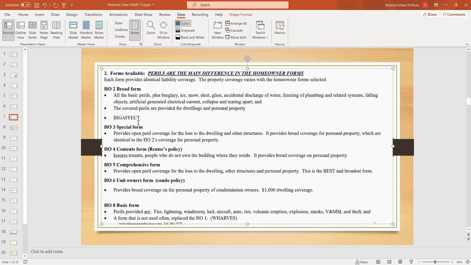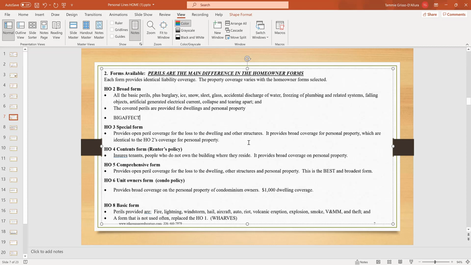And again, when it came to the basic and broad form, these are for your dwelling, your coverage A, your coverage B, other structures, and your coverage C, personal property. Now, your HO3 is called a special form, and what they do is they split it out. So it's open peril coverage for the loss to dwelling and other structures, meaning everything's covered that's not excluded. I'm going to use a wild example here. Let's say that a deer runs through your house and tears up your wall and your flooring. And then it jumps on the couch. Again, we're going to be extreme here, and runs through the closet and tears up your property.